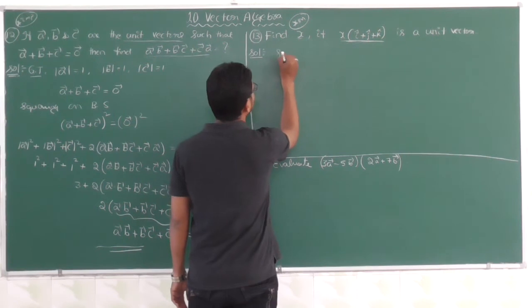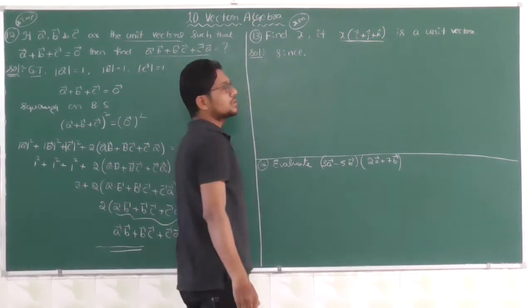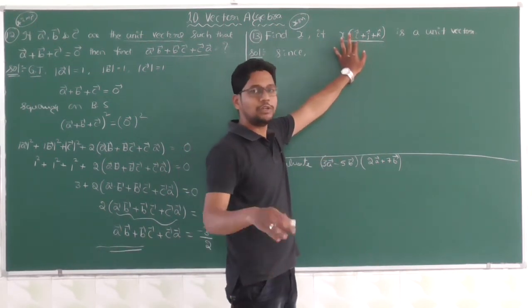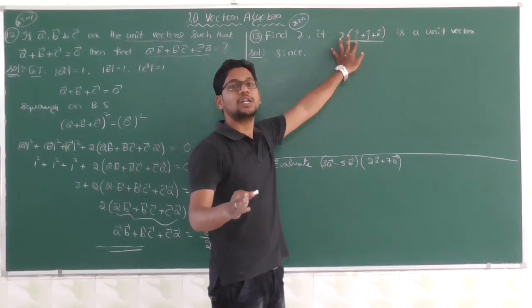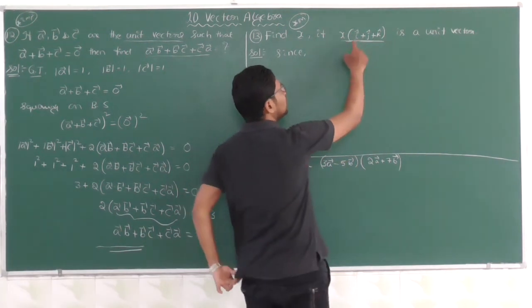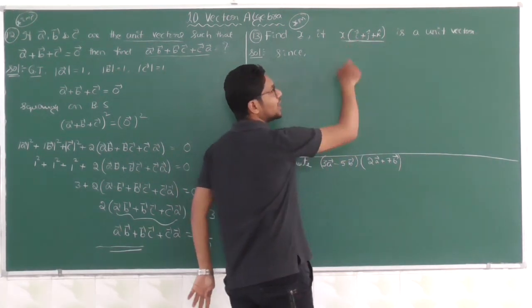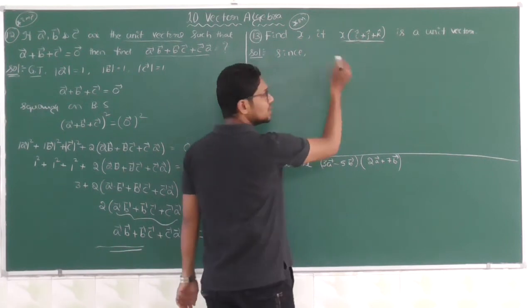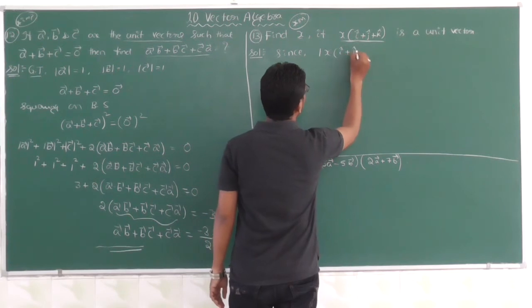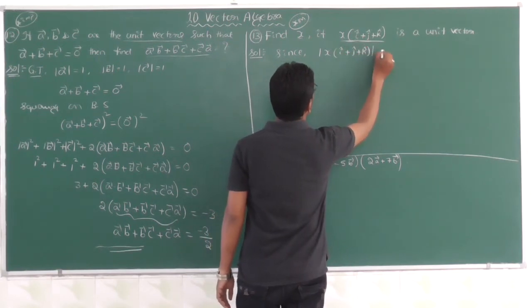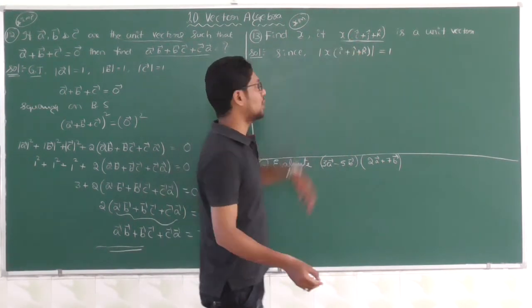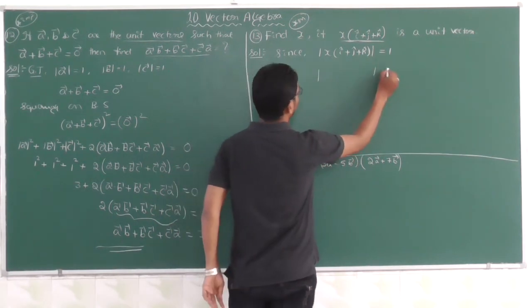Given that this vector is a unit vector. A unit vector is what? The magnitude of that vector is 1. Therefore, since x into i cap plus j cap plus k cap is a unit vector, the magnitude of x into i cap plus j cap plus k cap equals 1.